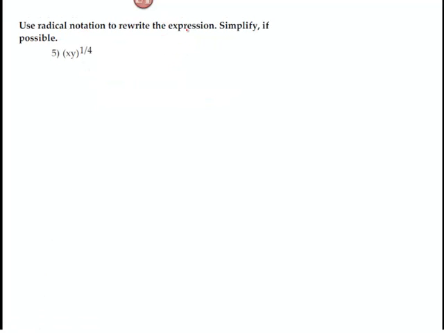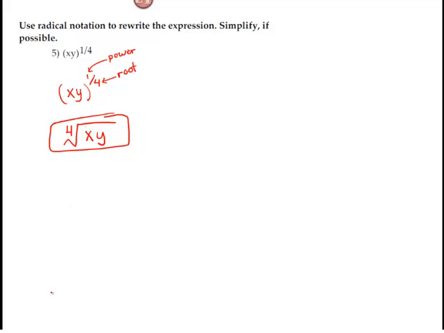Use radical notation to rewrite the expression. Simplify if possible. So when we see this exponent of 1/4, the top number is the power that's happening, and the bottom number is the root that's happening. And so normally when we talk about square roots, which would have a 2 on the bottom, this is a 4 on the bottom, so that's going to give us the 4th root of xy. And then this 1, we could put parentheses here and put a 1, but remember, if we have something to the first power, we don't actually have to write that. So this is our answer to this problem.